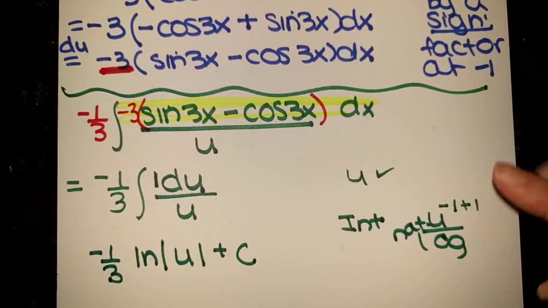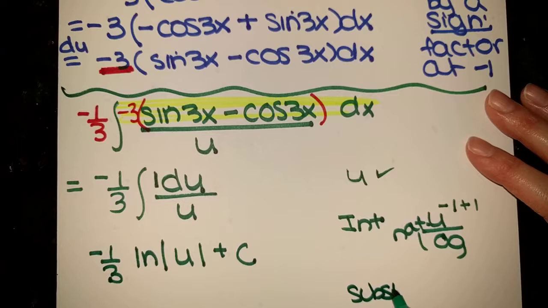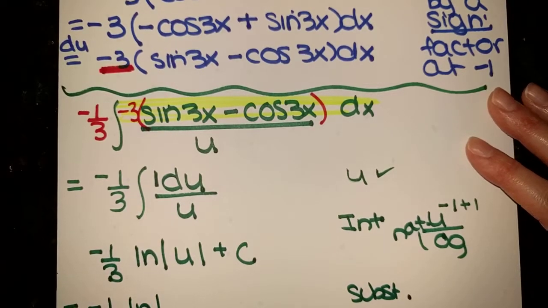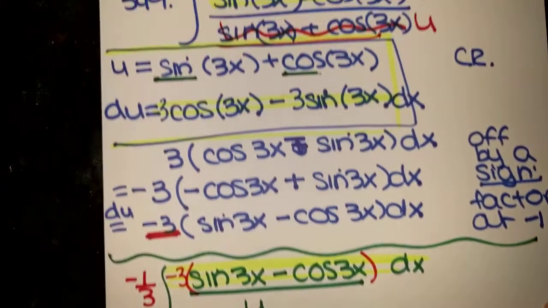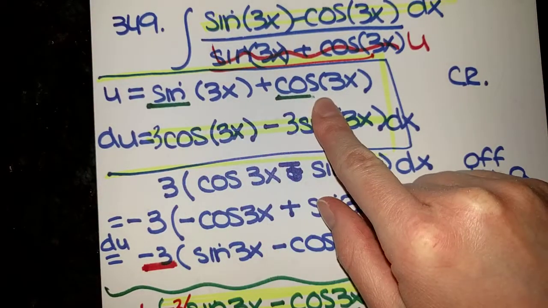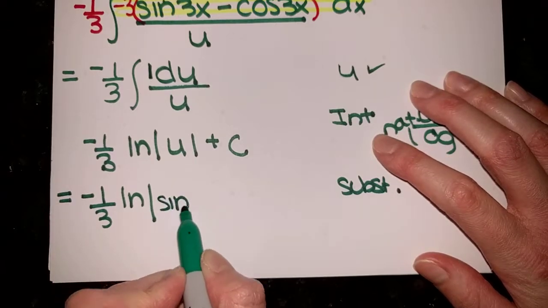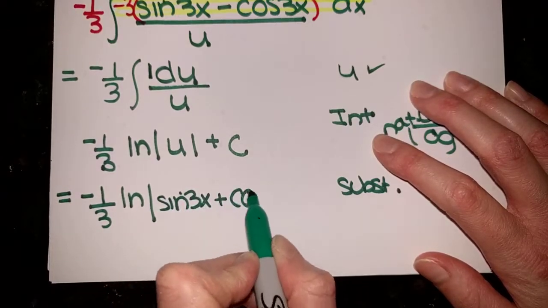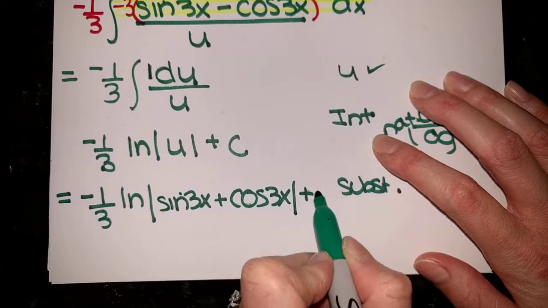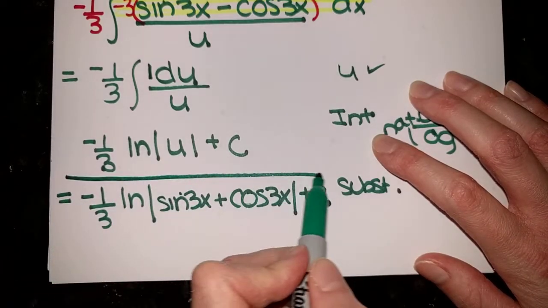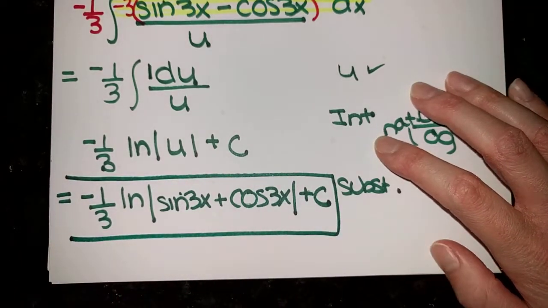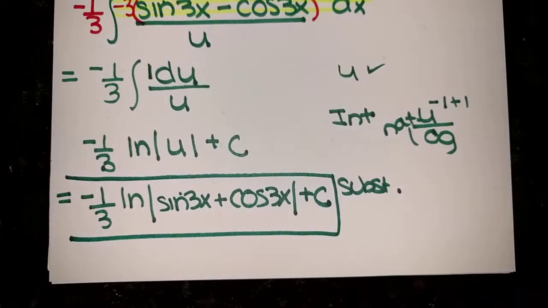Now, once you integrate, then you are going to substitute back. So the definition of u, by definition, it was kind of a long one, was the sine of 3x plus cosine of 3x. So I'm going to substitute that back in, sine of 3x plus cosine of 3x, and then plus c. And that will be our final answer in terms of this particular definite integral.